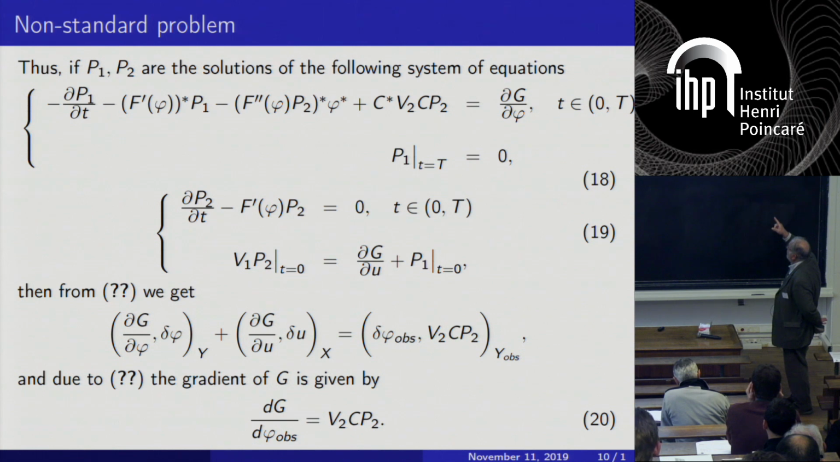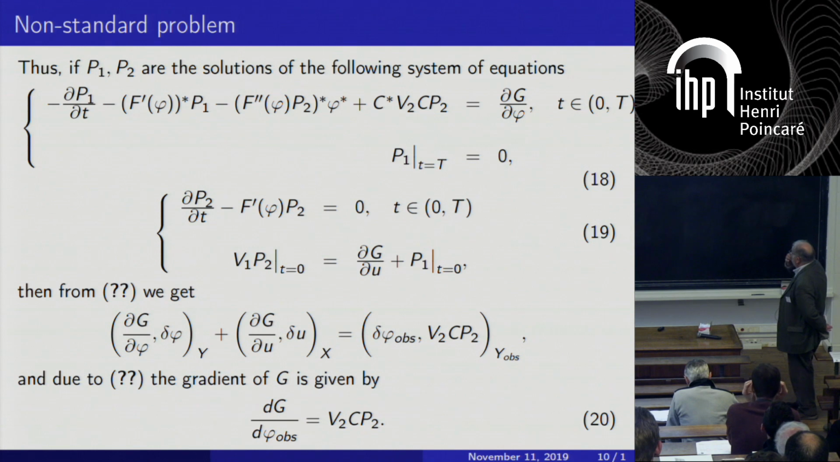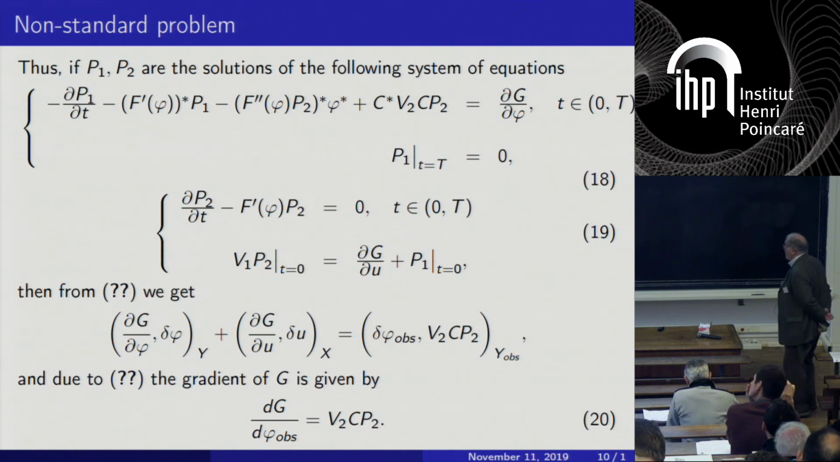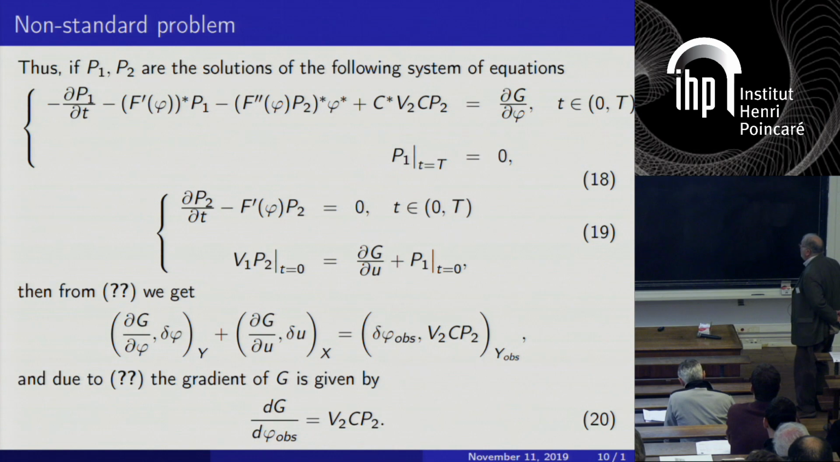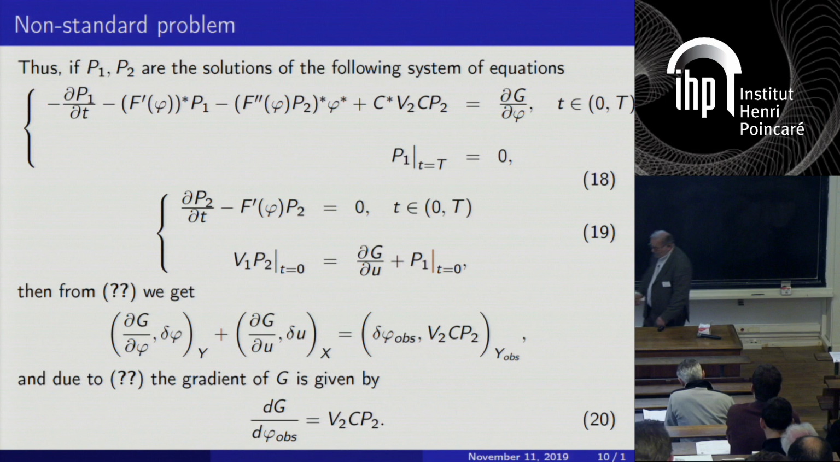an initial condition, and the other has a final condition. With some manipulation, it's easy to see that in this case, the sensitivity dj, j being the test function, is equal to V2 CP2. It means that we need to solve this system to get the sensitivity of the response function.